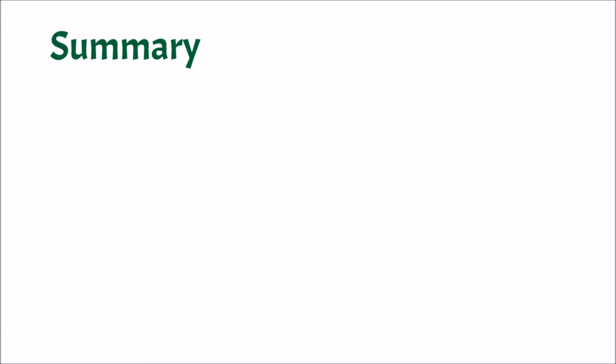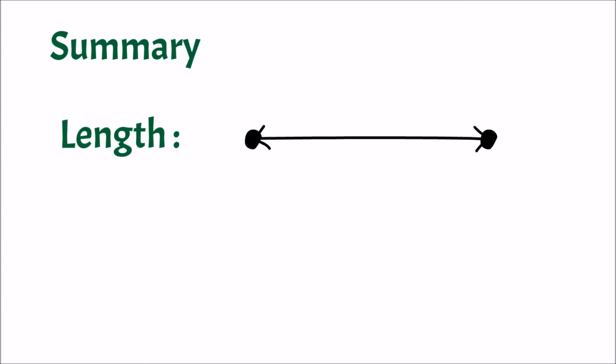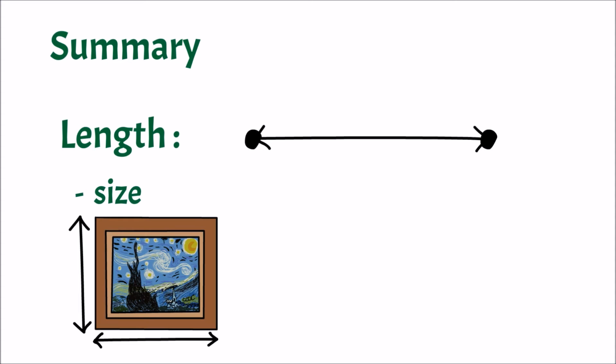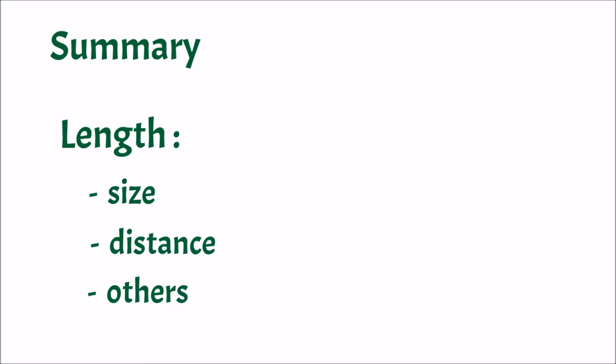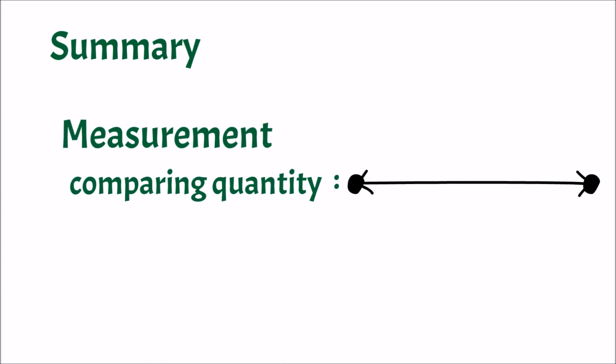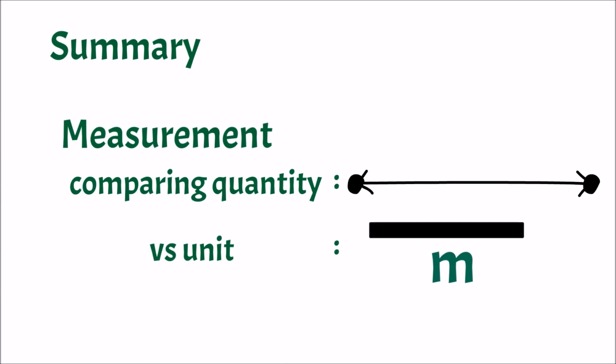Okay, let's sum up. We've seen length, the general one, that is the amount of space between 2 points. It can represent the size of objects, distance between 2 locations, or others. Also, we've learned that length can be obtained by measurement, that is comparing it with some unit, preferably meter, so that we can describe it in numbers in terms of the unit.